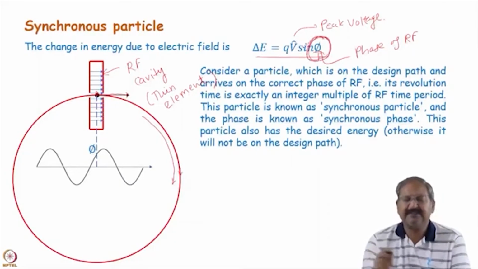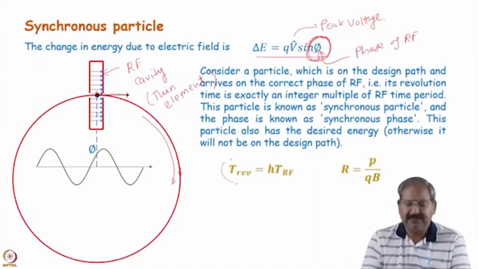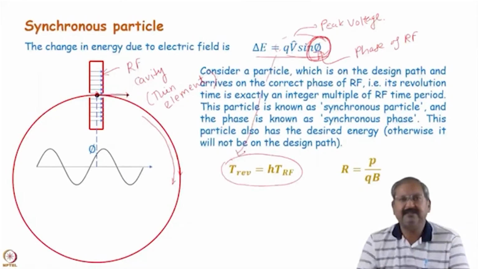It means there is a phase on which, when the particle arrives, it gets energy in such a way that its revolution time on the orbit is always an integer multiple of the time period of the radio frequency field. It means we can have T revolution equal to hT_RF. So it gets energy such that this relation remains always true for this particle. This particle is always coming on the synchronous phase.